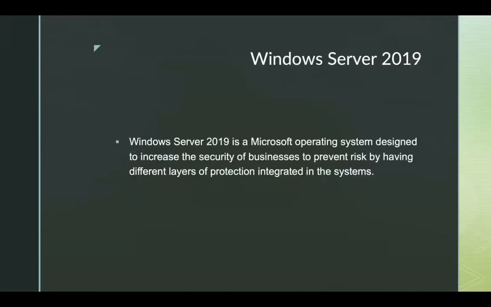So the first operating system we will be talking about today is Windows Server 2019. Now you might be like, what is Windows Server 2019? Windows Server 2019 is a Microsoft operating system designed to increase the security of businesses and prevent risk by having different layers of protection integrated into the system. Not saying other servers were not as security advanced, but in this server, they take security very seriously since businesses are involved, and the main goal is to prevent risk or threats going into the system.